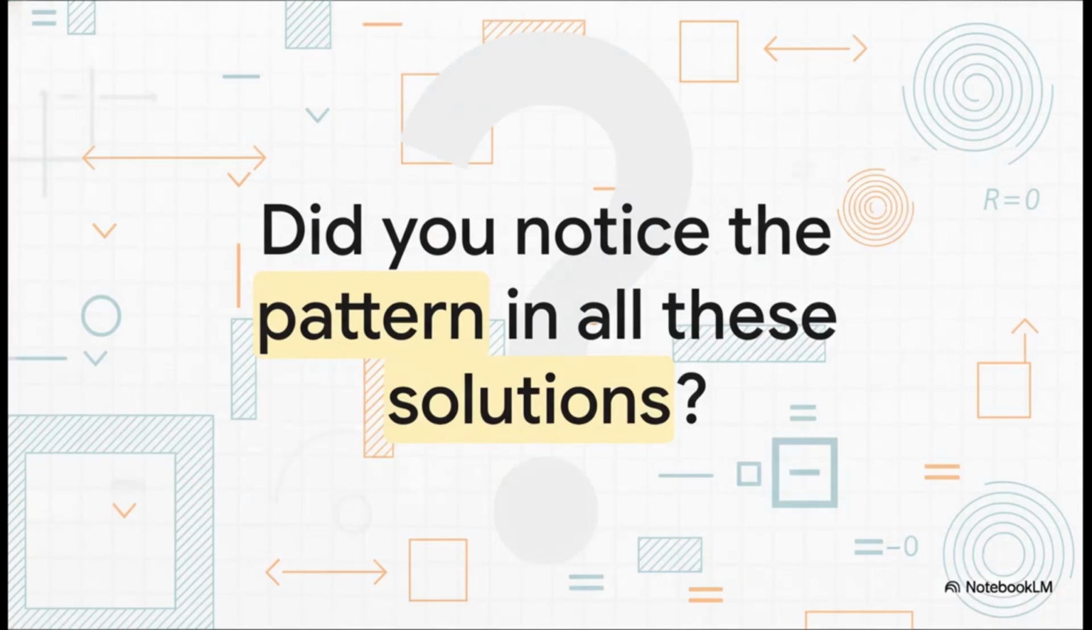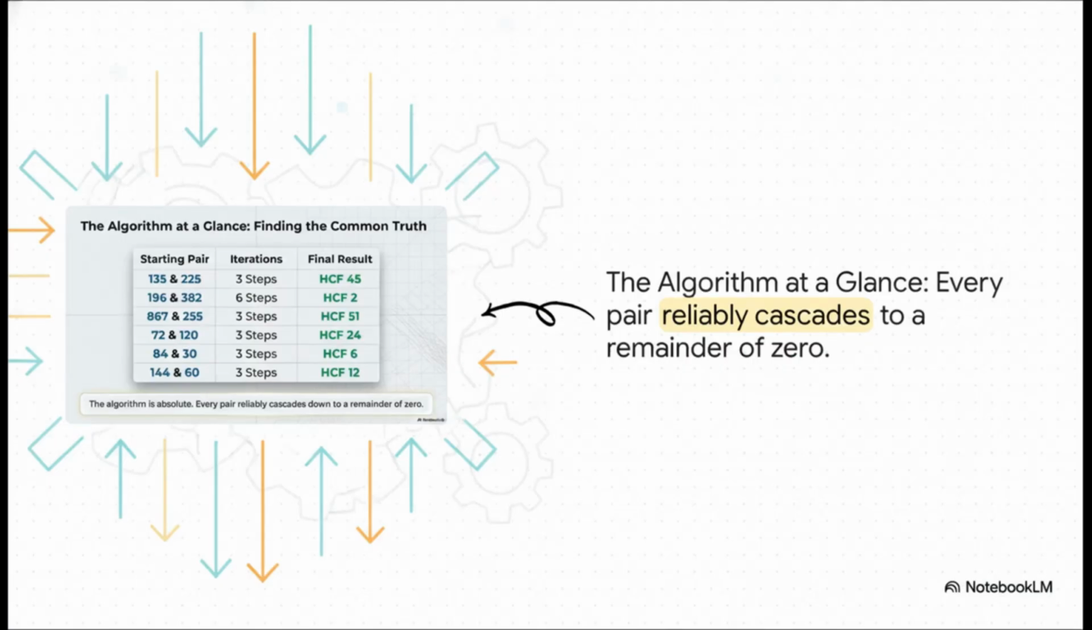Okay, so we just blew through 6 different problems, but let's pause for a second and think big picture. Did you notice the one thing that happened every single time? What was the one guaranteed result we got in every single one of those solutions? This right here is the big aha moment. It doesn't matter if it took 3 steps or 6 steps. Every single pair of numbers we tried cascaded down until that remainder hit 0. The algorithm is, well, it's absolute. It's a guaranteed process that just keeps squeezing the numbers down until it reveals the one common truth they share, their highest common factor. That's what's so beautiful and elegant about this method.